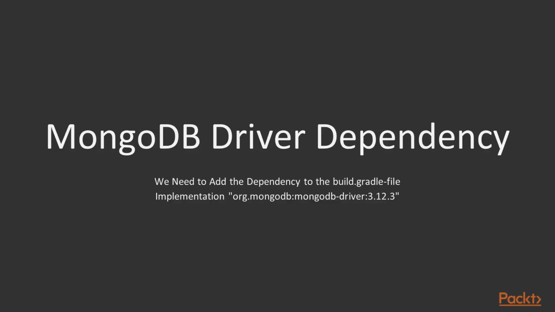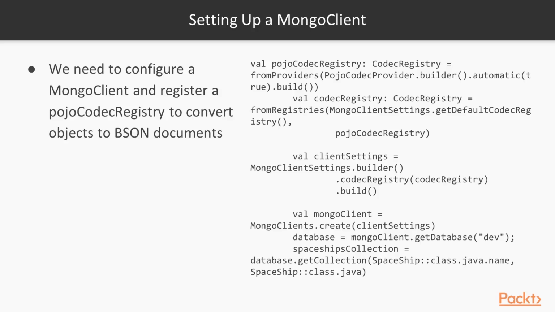We need to add the dependency to the build.gradle file, and the current version is 3.12.3, so we can access the MongoDB database. Setting up a Mongo client. We need to configure a Mongo client and register a POJO codec registry to convert the objects to JSON documents and the other way around.